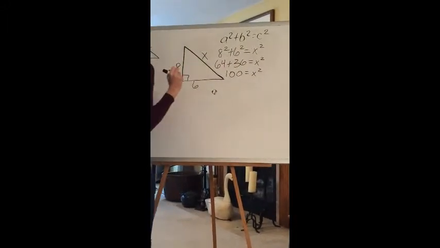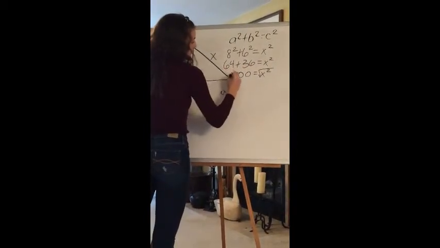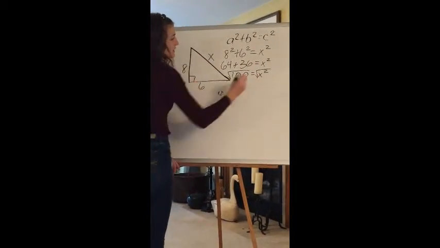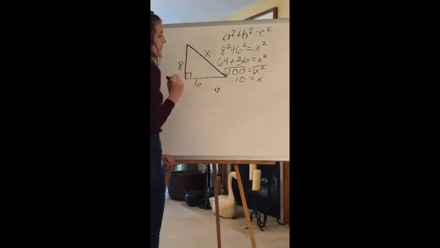And then to find the value of x by itself, we're going to use the square root. We also have to do it to the other side. The square root of x squared is x, and the square root of 100 is 10. So your value of x in this problem is 10.